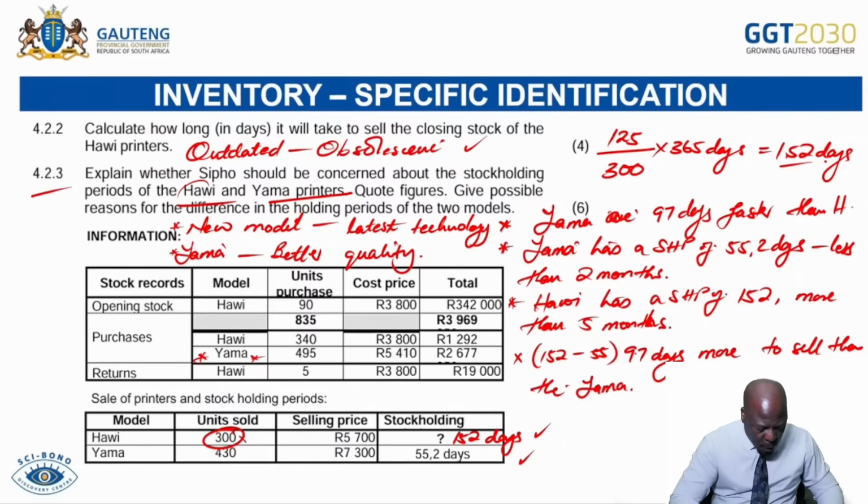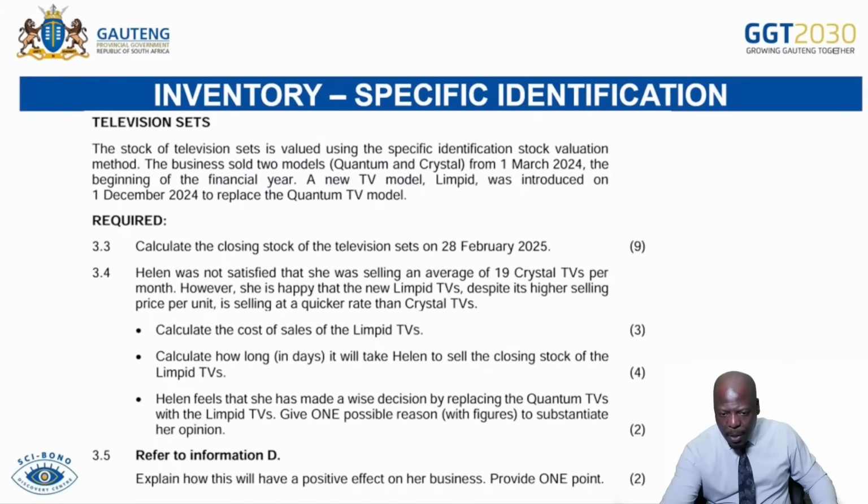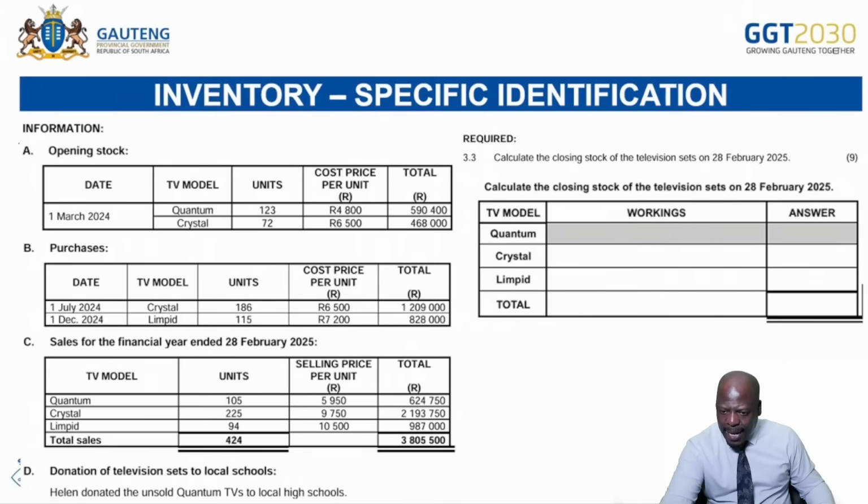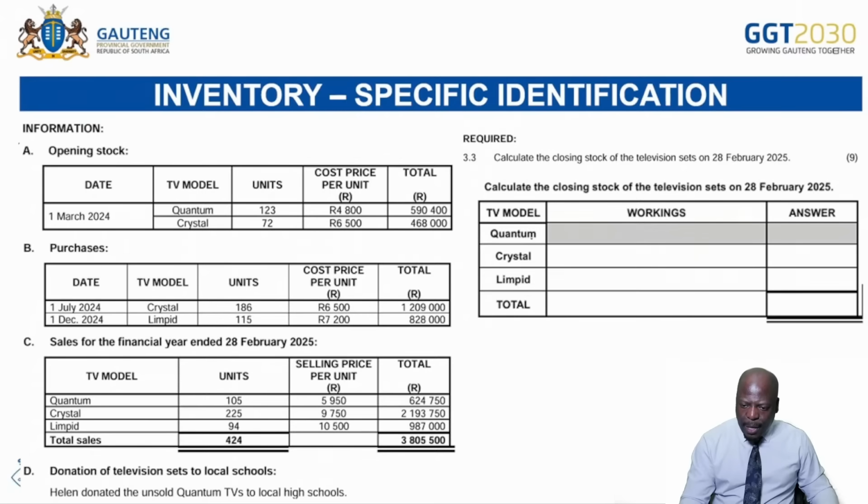Okay, I'm going to do one more question before I move on to another aspect over here. Let's quickly do that. This one is talking about television sets, and here is the information. Due to time, I'm going to quickly jump on to my calculations. It says calculate the closing stock of the television sets. We're not calculating the quantum, but the crystal TV. So to begin with, of the crystal TV, how many did we have at the beginning? We had 72.